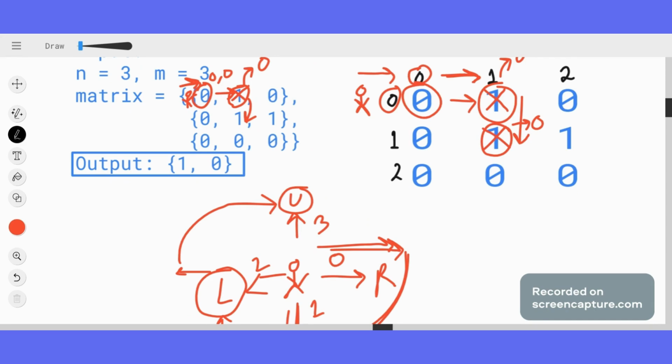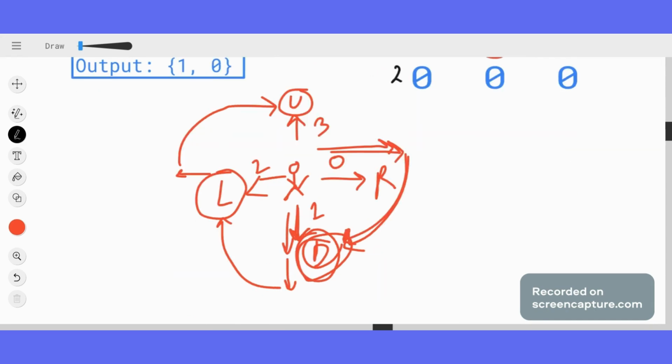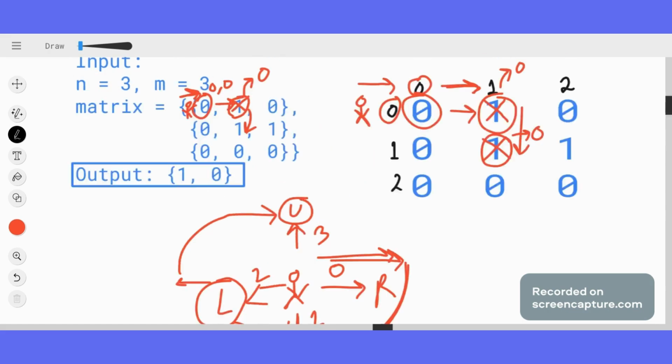I was moving in the downward direction. If I take a right turn now, in which direction will I move to? I will move to the left. Okay, let's move to the left. Now I've encountered a 0. I don't have any problem with 0. I have a problem with 1. So this is 0, let's move forward. Now, can you see that I don't have any path left now? I have crossed the boundary of the matrix.